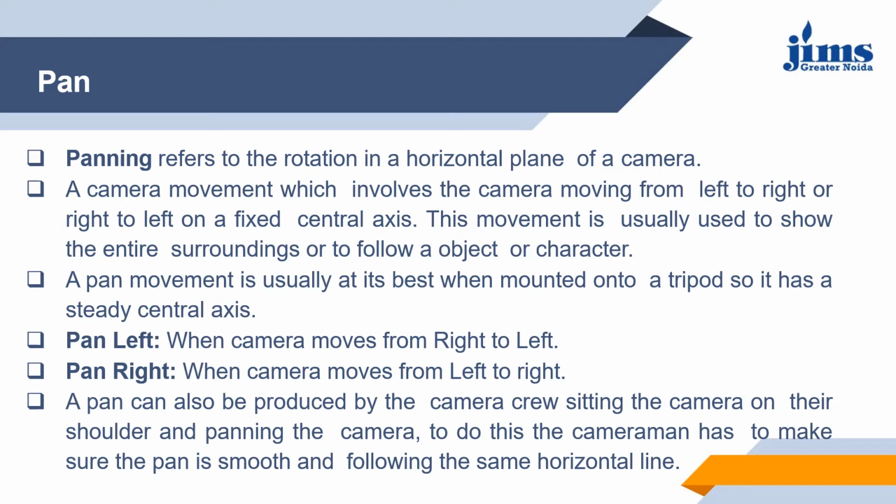and the cameraman has to make sure that the pan is smooth, the speed at which we are moving the camera is smooth and constant, and it follows the same horizontal line. That's why we say to mount the camera on a tripod and then take the pan shot, so the movement will be smooth and the speed will be constant.